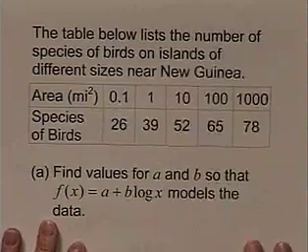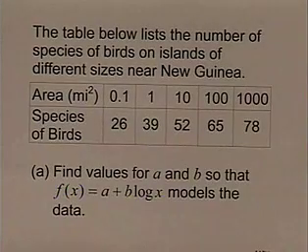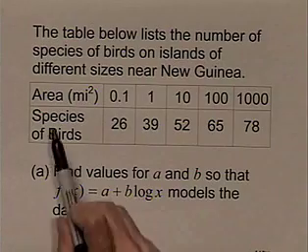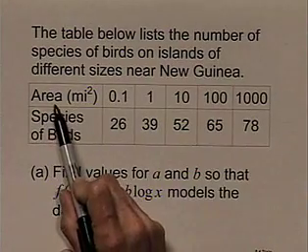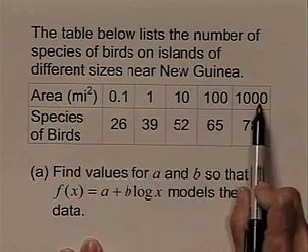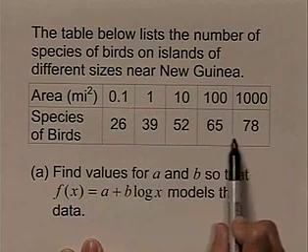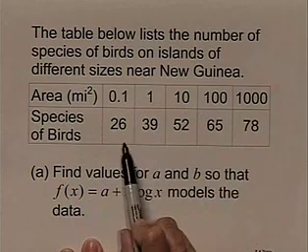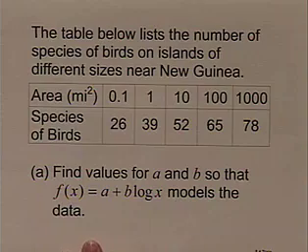The table below lists the number of species of birds on islands of different sizes near New Guinea. And what we see in the table are square mile areas for different islands, 0.1 square miles, 1 square mile, and so forth. And this is the number of species of birds, 26 species, 39 species, and so forth.